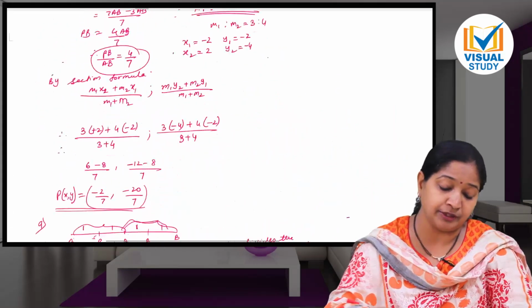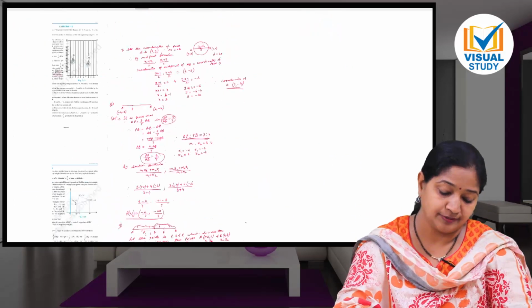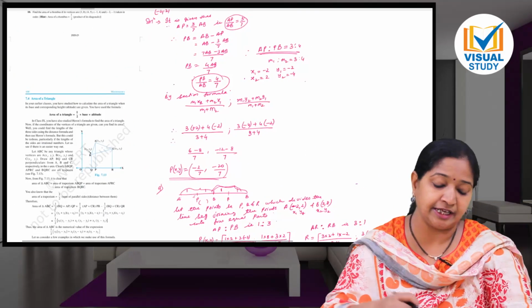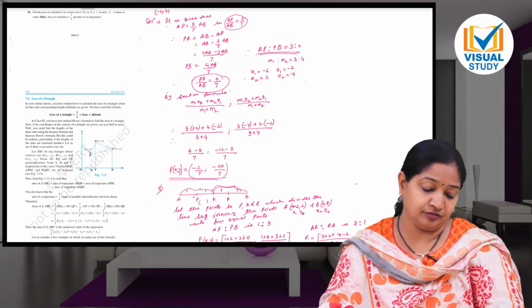In this way, we have completed our 7.2 also. In the next lecture, we will see the area of the triangle formula. Okay.